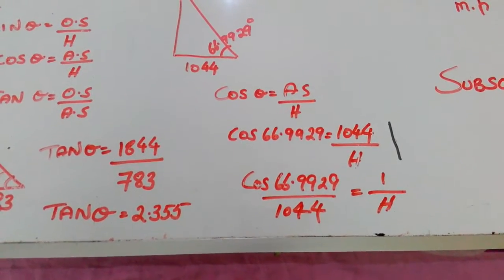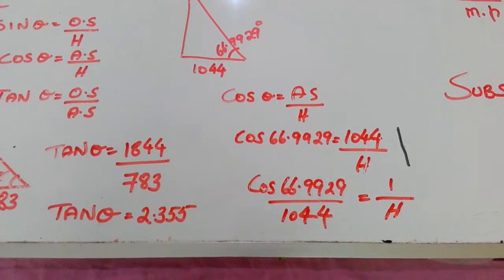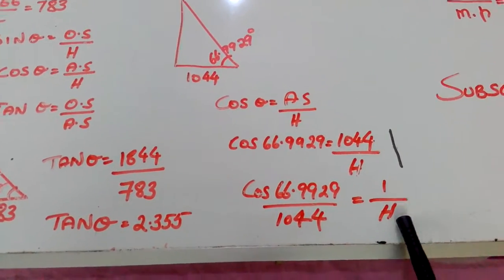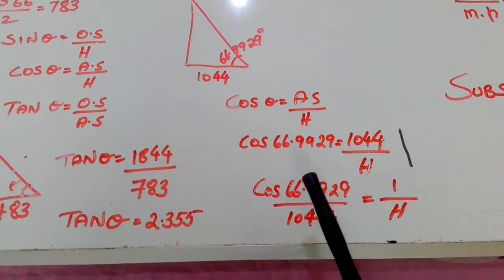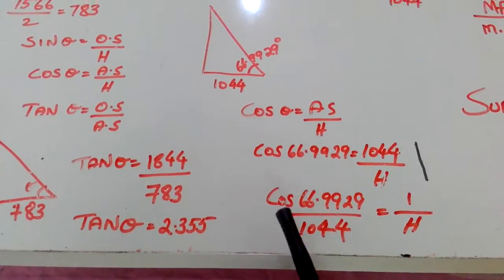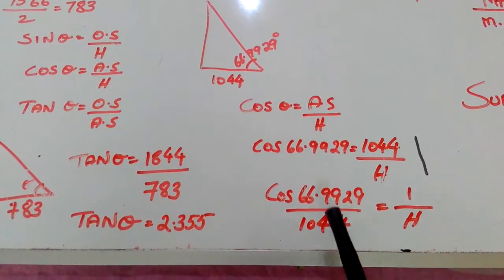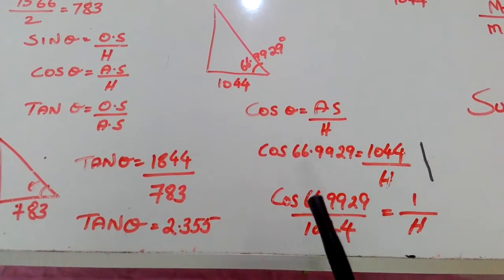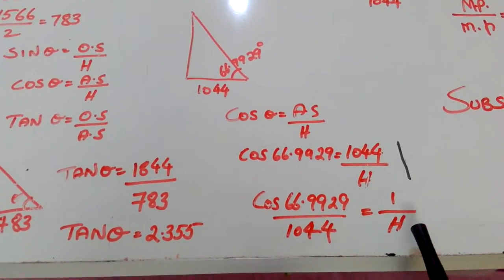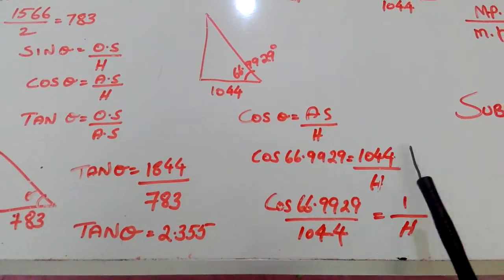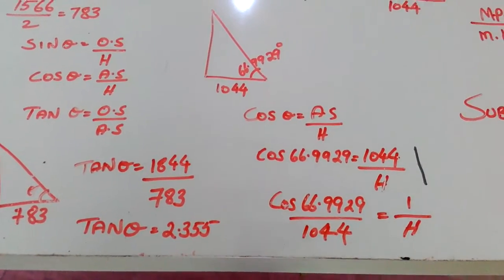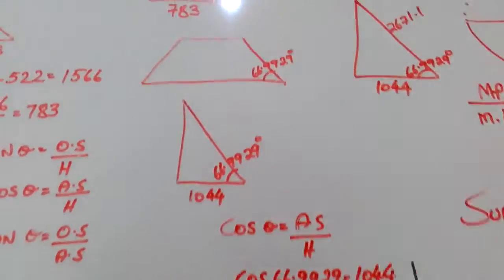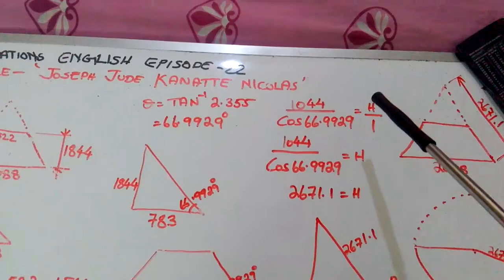I have taught you in the last episode, so I won't describe it. If we make this kind of turning to bottom and top, the same turnings have to be made on the left side also. So 1044 reaches the top side, and cos 66.9929 will reach the bottom side. So we can just take h up and 1 to the bottom. In the next line I have written like that. 1 by h will become h by 1. Just check. 1 by h has become h by 1.